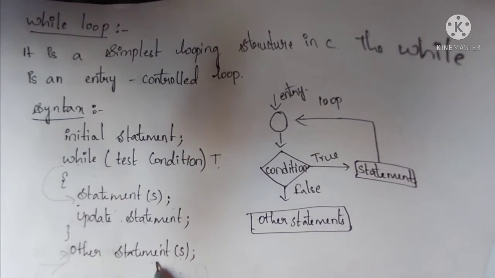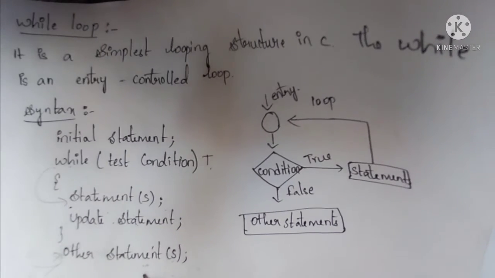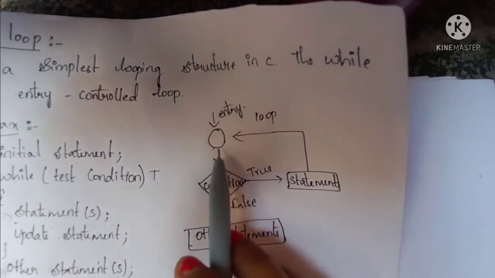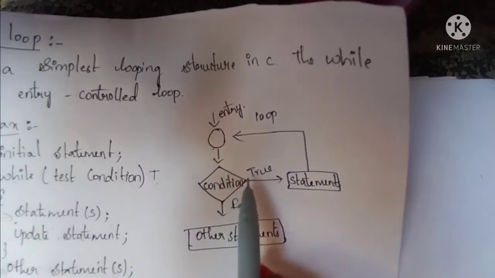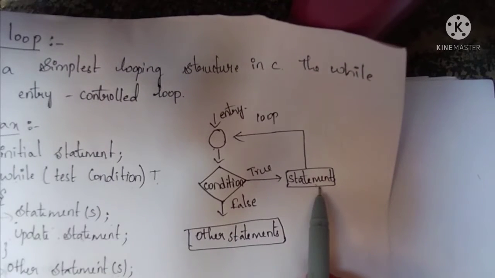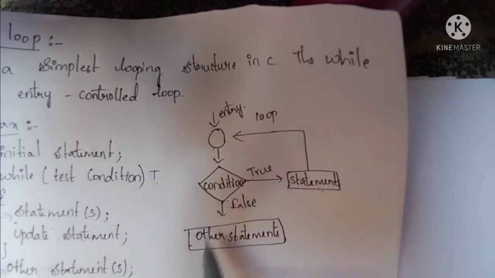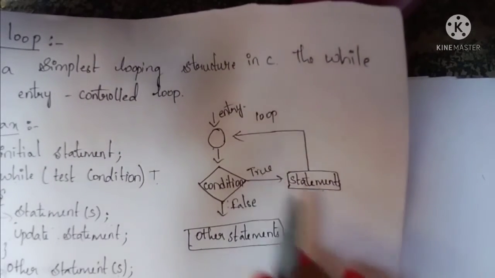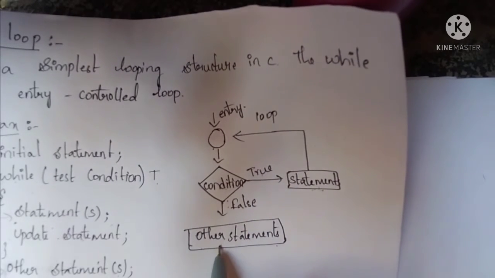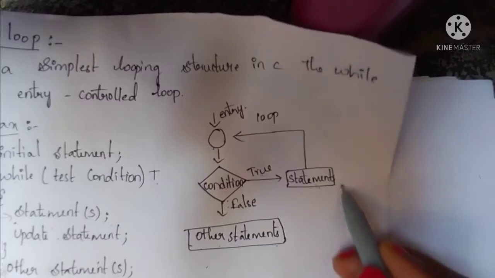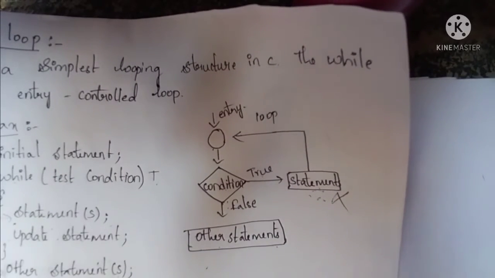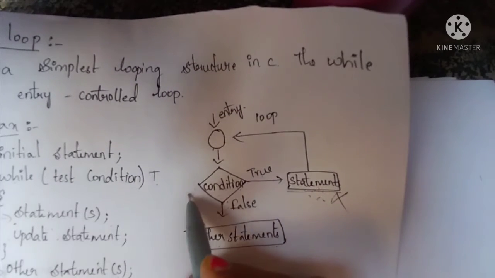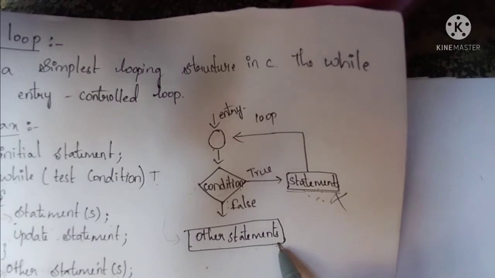Okay. So we will see the flow chart for this while loop. First, the beginning and entry of the loop. Next, we check the condition for the loop. If this condition is true, then it will execute the statement. If the condition is false, it will execute the other statements. So simple. If the condition is true, it will execute the statements, or else it will execute the other statement. If this condition is false, it will not execute this statement. It will execute the other statement. Okay. This is about the while loop.